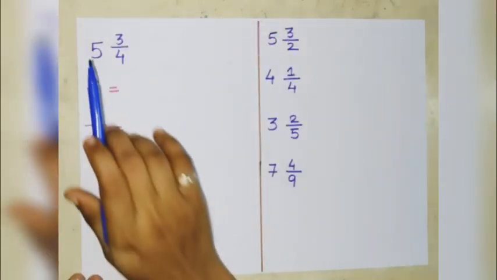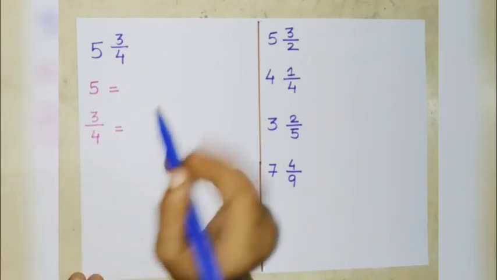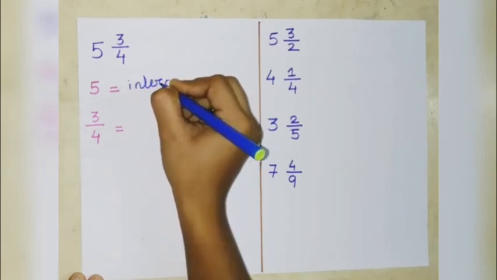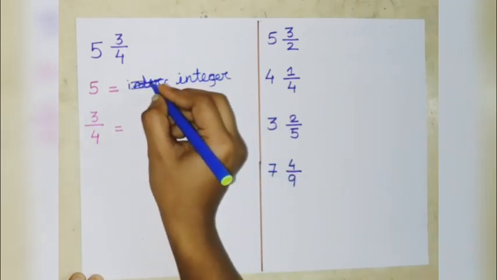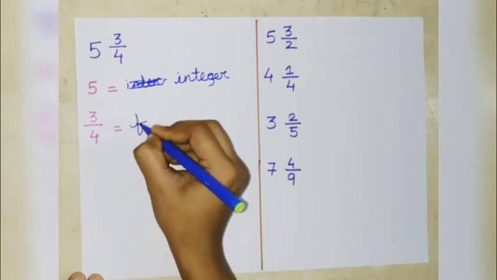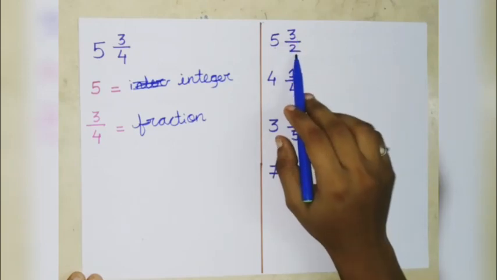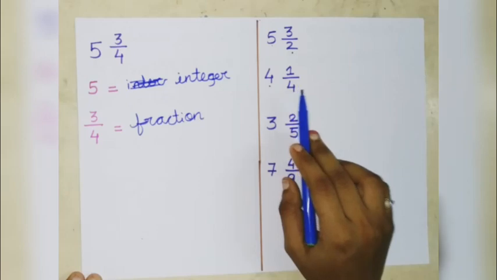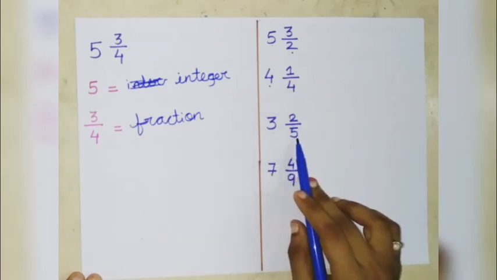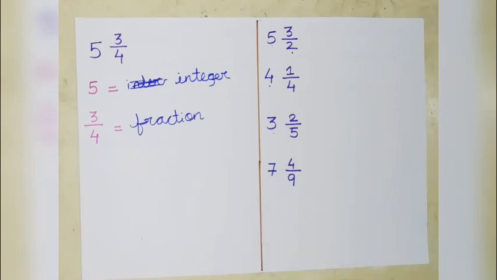Here 5 and 3 upon 4. We will read 5 and 3 upon 4. So children, 5 is the integer part, and 3 upon 4 is the fraction part. Here also 5 is the integer part, 3 upon 2 is the fraction part, 4 is the integer part, 1 upon 4 is the fraction part, 3 is the integer part, 2 upon 5 is the fraction part, 7 is the integer part, 4 upon 9 is the fraction part. So children, such fractions are called mixed fractions or mixed numbers.